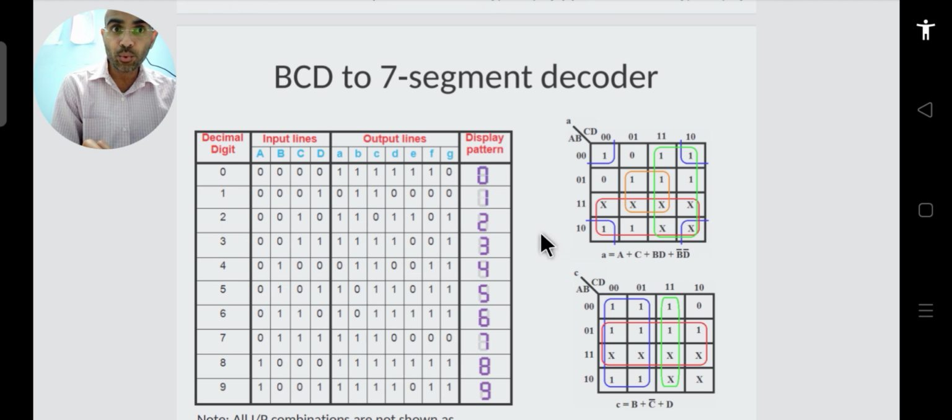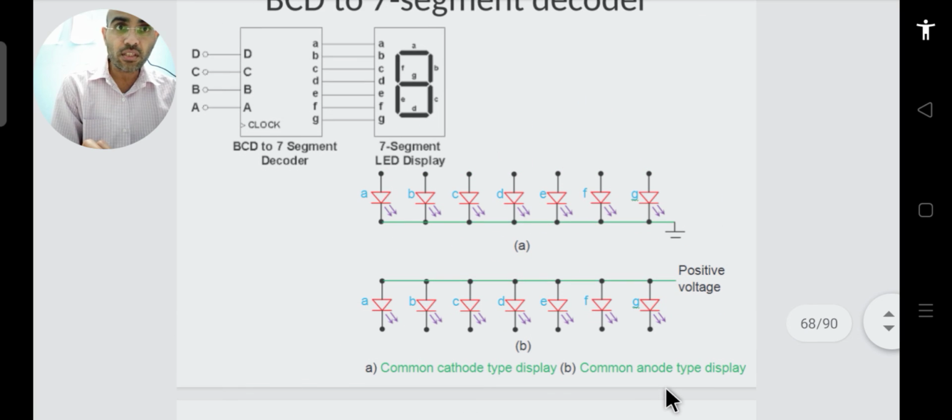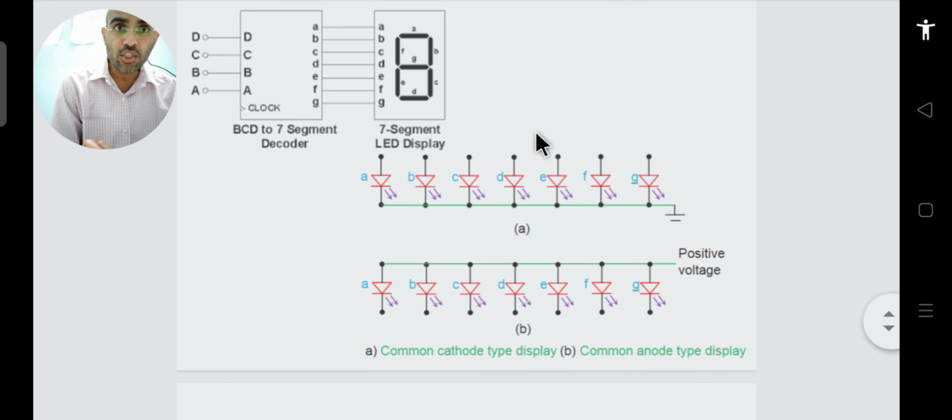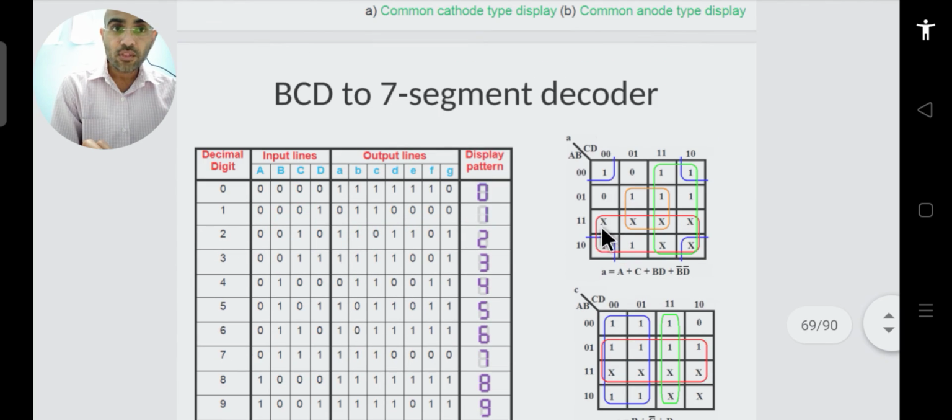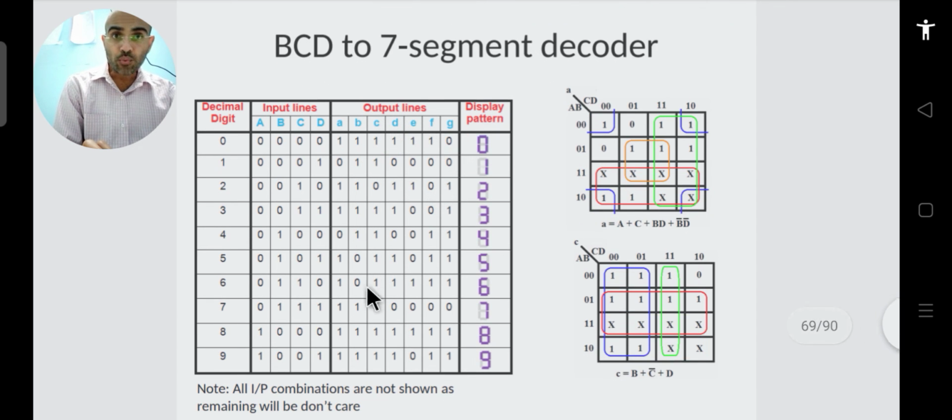Similarly, to display 2, the display will look something like this. So your display will be A, B, G, and for the other digits you can check the numbers. So A, B, G, E and D. You can see this: A, B, D, E and G. These are becoming 1.